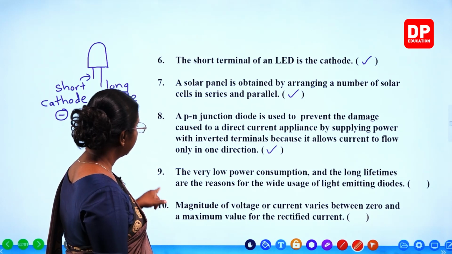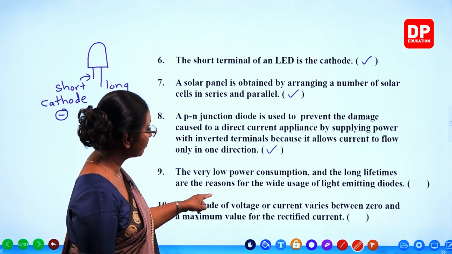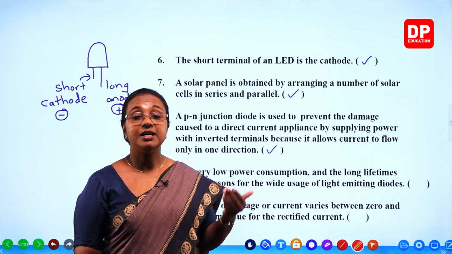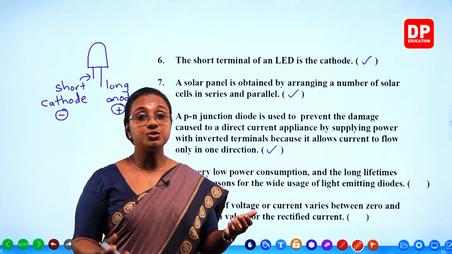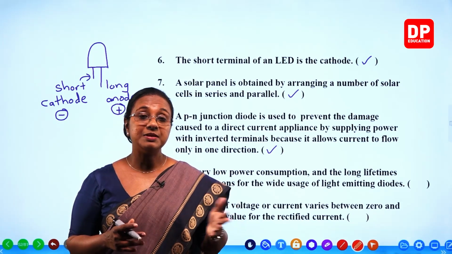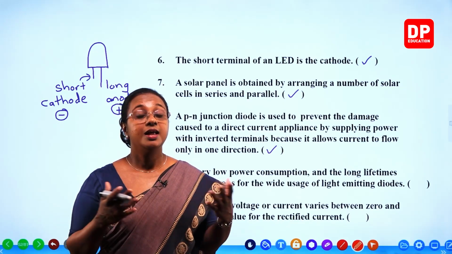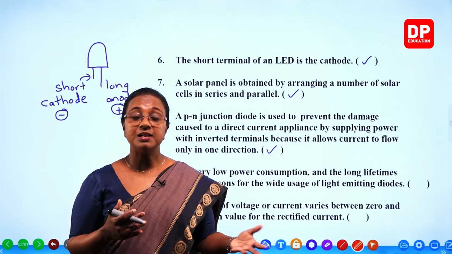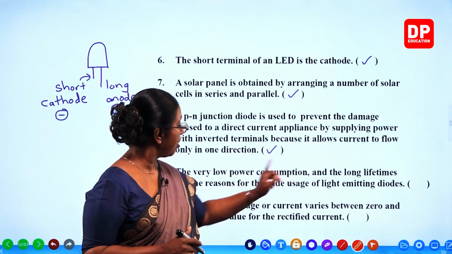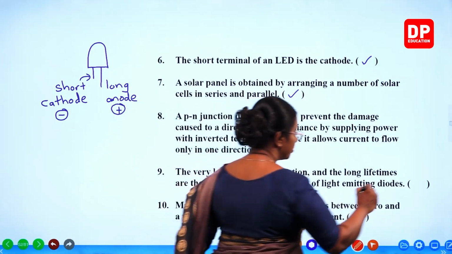Then the ninth one. The very low power consumption and the long lifetimes are the reasons for the wide usage of light emitting diodes. Yes. Earlier, you all can remember, light emitting diodes were used as indicators. But currently, white light emitting diodes are usually used in lighting households. LED torches, LED bulbs, even LED headlights are available. Why? Because of their long lifetime and low power consumption. So that statement is also correct.